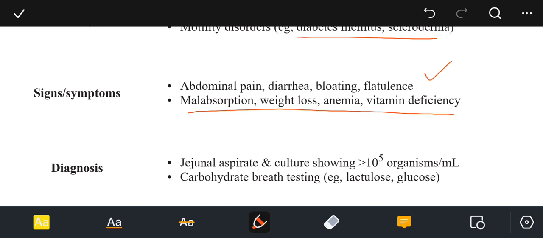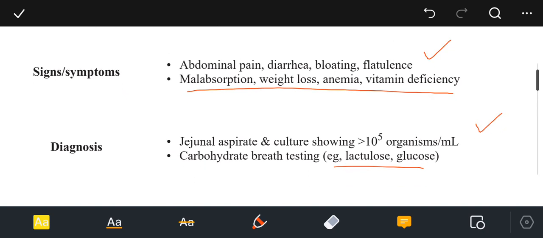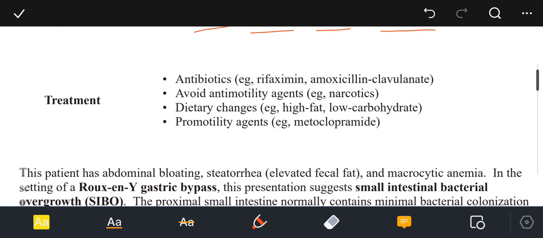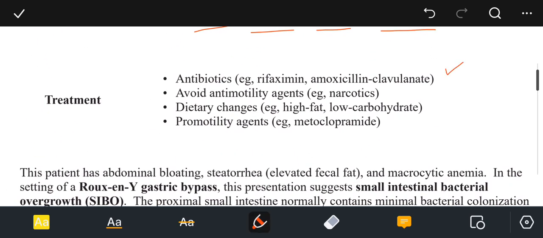is done by jejunal aspirate and culture showing more than 10 to the power 5 organisms per ml. Carbohydrate breath testing is done using lactulose and glucose. Organisms are streptococci, bacteroides, Escherichia coli, and lactobacillus. Treatment is done with antibiotics, for example rifaximin and amoxicillin-clavulanate. Avoid anti-motility agents, for example narcotics. Don't give them. Then dietary changes, for example a high fat and low carbohydrate diet, and pro-motility agents, for example metoclopramide.